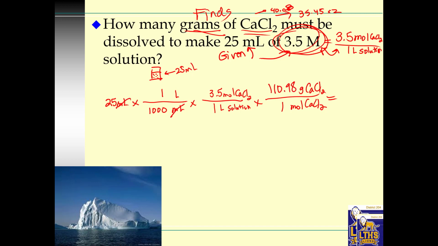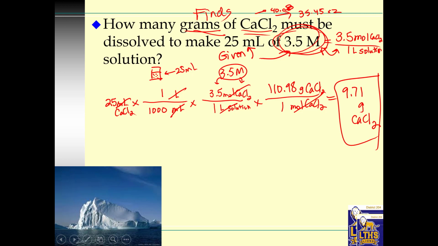Look what happens. Milliliters cancels milliliters. Conversions are super. This means 3.5 capital M; all I did was rewrite it. Liters cancels liters, and I can use it because this is the solution I was talking about. Moles of calcium chloride cancel, and I'm left with grams of calcium chloride. So I do 25 divided by 1,000 times 3.5 times 110.98, and I find out that in that solution there are 9.71 grams of calcium chloride. Somebody dissolved 9.71 grams of calcium chloride into that 25 milliliters of 3.5 molar solution.